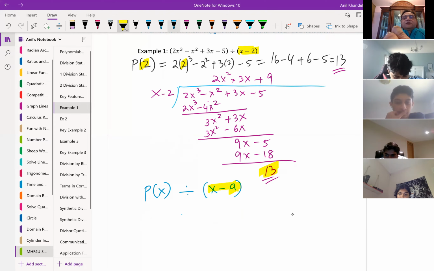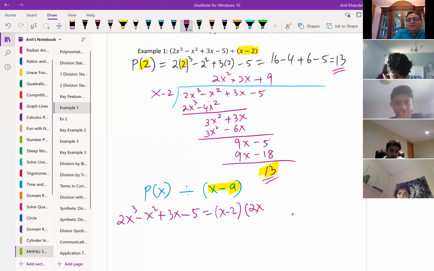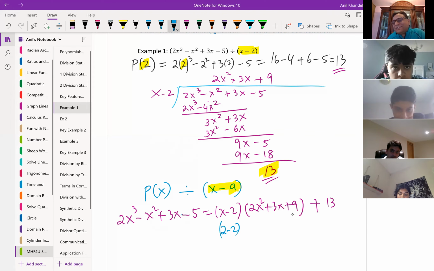Now let me write the multiplication division statement. I will say multiplication, but anyway, it is the division statement. 2x cubed minus x squared plus 3x can now be written as the product of these two, which is x minus 2 times the quotient, which is 2x squared plus 3x plus 9, and the remainder 13, correct? Now see, if I put x equals 2, what happens? 2 minus 2 is 0. If I put 2 everywhere, do you see that? Whatever is this plus 13, because 0 times anything is going to be 0. What do you get? You get the remainder 13, right?